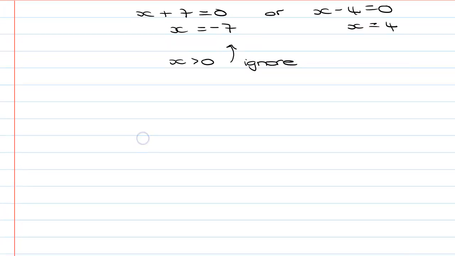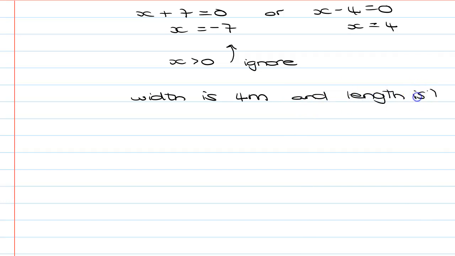Now let's go and answer the question. The width of the rectangle was x, so the width is 4 meters. Put it in terms of the units as well. The length was x plus 3, so therefore the length is going to be 4 plus 3, which is 7 meters.